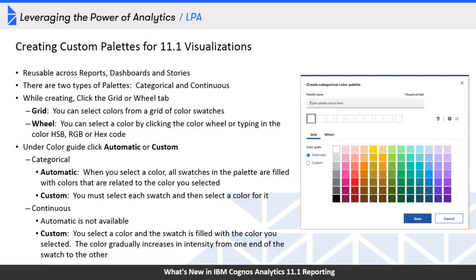You have lots and lots of options in terms of creating them, but the cool thing is you can name them and save them. And not only can you then reuse those on other 11.1 visualizations across a bunch of reports, you can also leverage those same palettes in a dashboard, a story, or an exploration. So this gives you a simple way to create color palettes that are reusable across all of your visualization type objects.